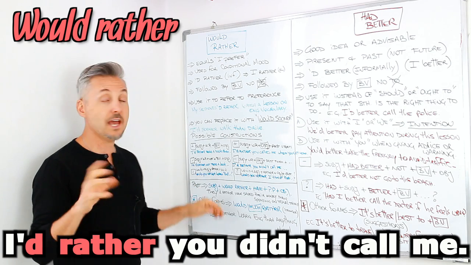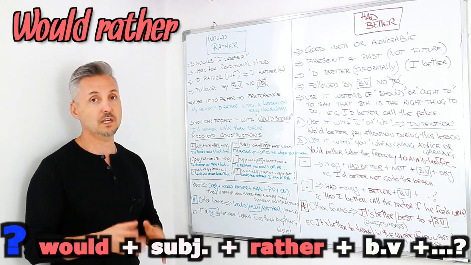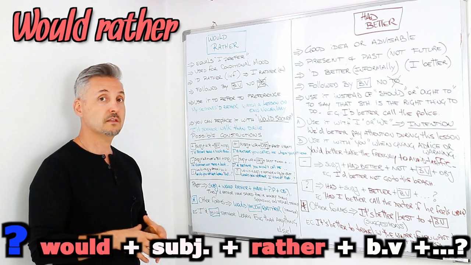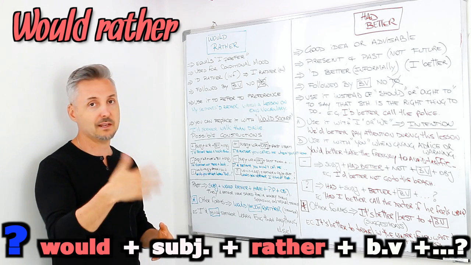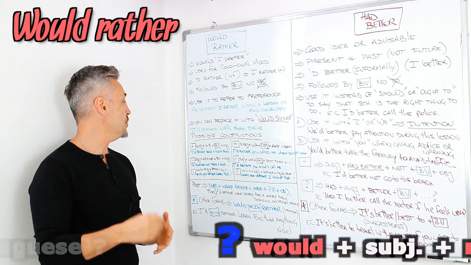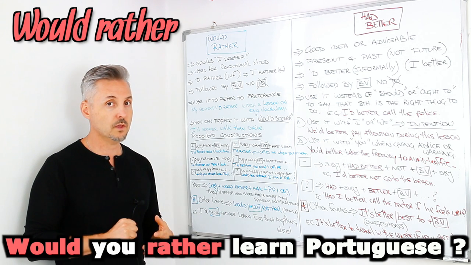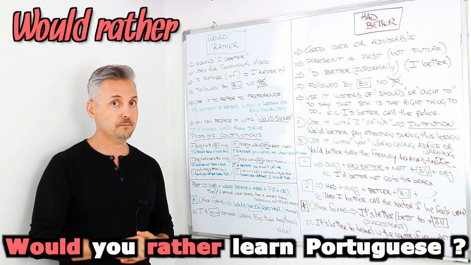Then we have, for an interrogative sentence, would, then the subject, then rather, and then the base of the verb without to, and then the rest. Would you rather learn Portuguese?